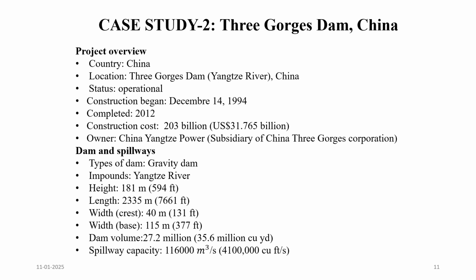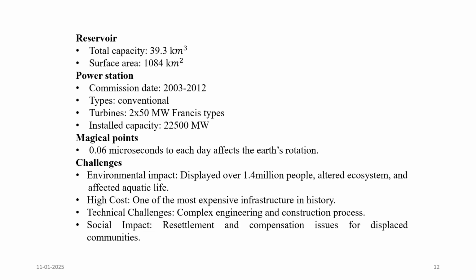Dam volume 27.2 million cubic meter, 35.6 million cubic yard. Spillway capacity 116,000 meter cube per second, 41,000,000 cube feet per second. Now moving on to the next slide, also discuss the Three Gorges Dam reservoir, power station, and the challenges.